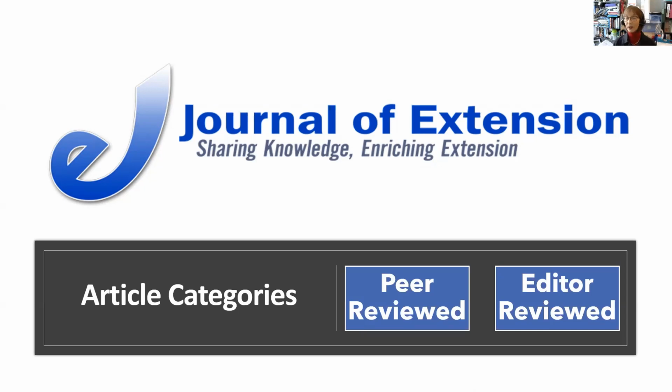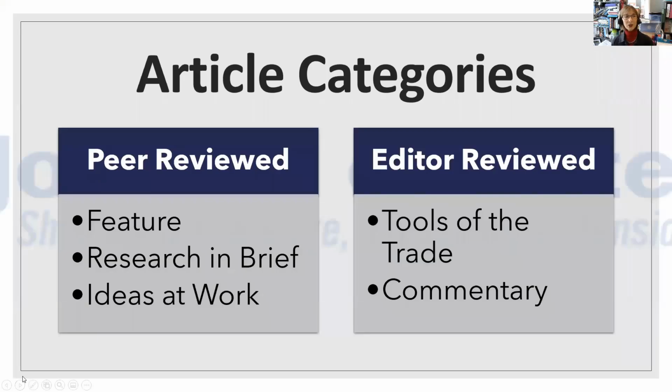The editor-reviewed stays just with the editor. In the Journal of Extension, there's 3 things that fall under peer-reviewed. That's feature, research and brief, and ideas at work. The ideas at work has just 1 peer reviewer. The others have 3. And then editor-reviewed, tools of the trade, and a commentary. So these have different word limits that are involved in addition to who reviews it.